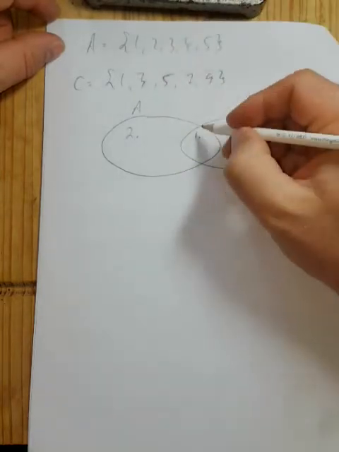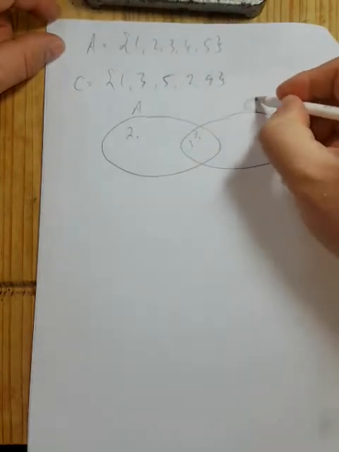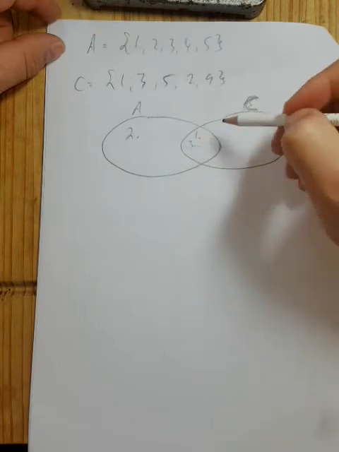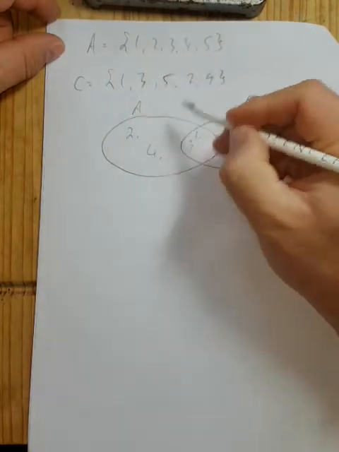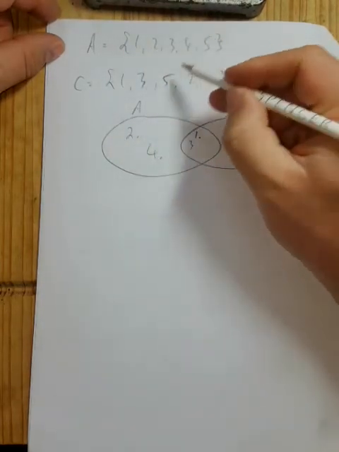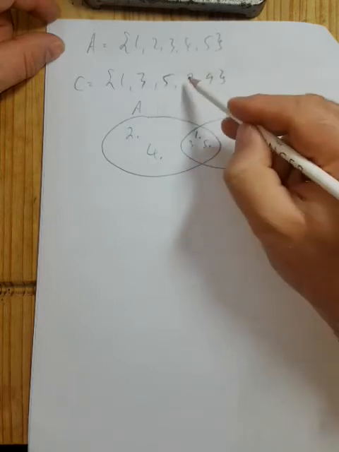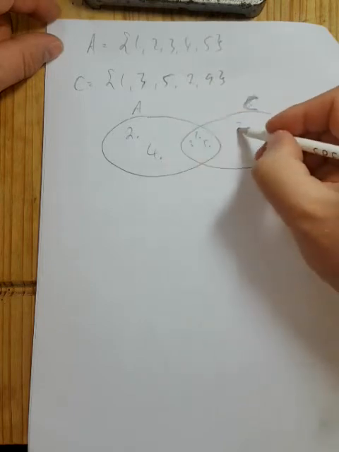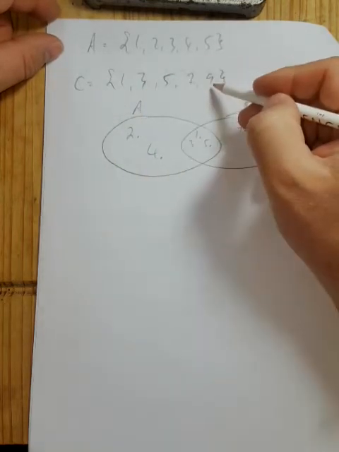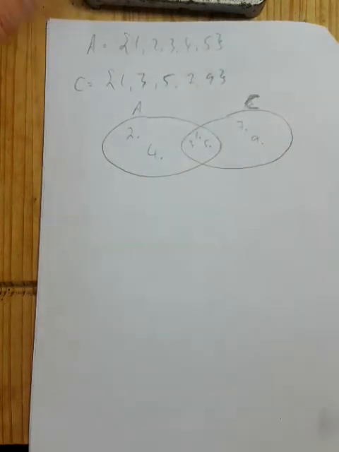3 is in A and 3 is in C. So we put them in the intersection. 4 is in A, but 4 is not in C. 5 is in A, and it's also in C, so we put it in the intersection. And then we have 7, which is in C, but not in A, so 7 goes here. And then we have 9, which is in C, but not in A, so 9 goes here.